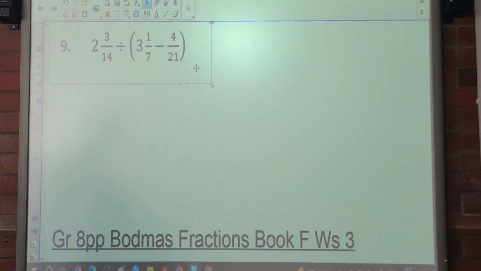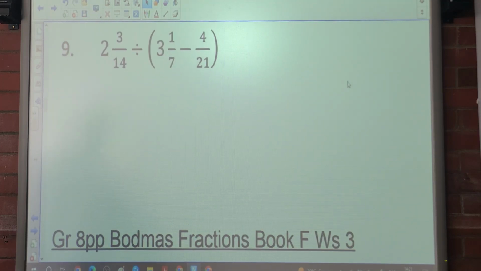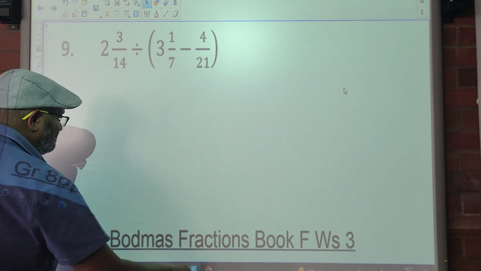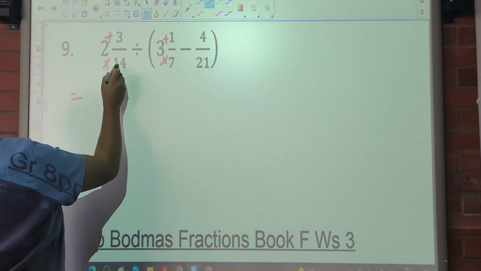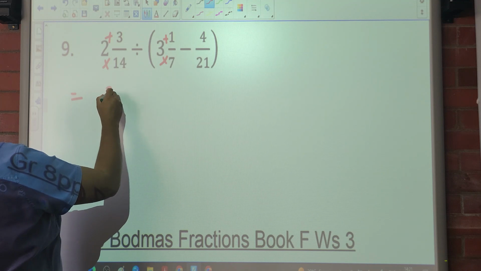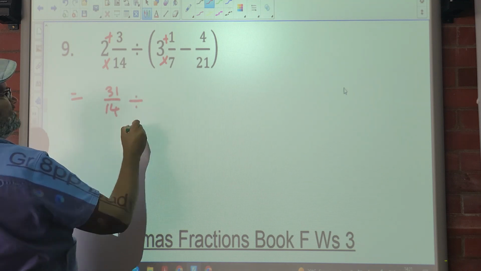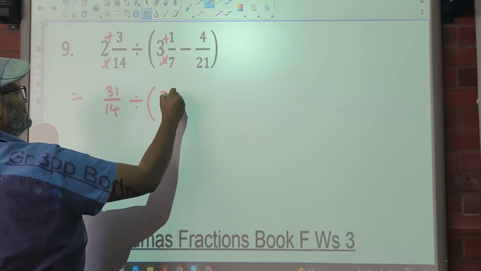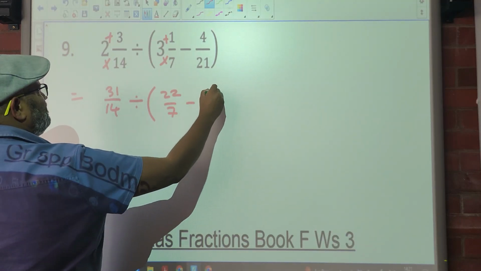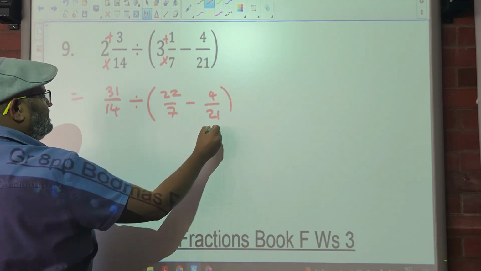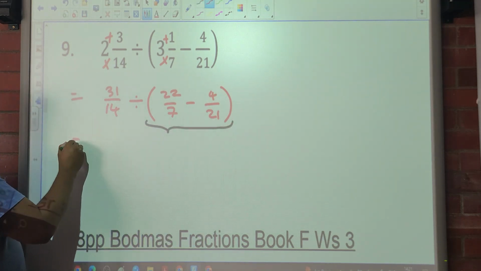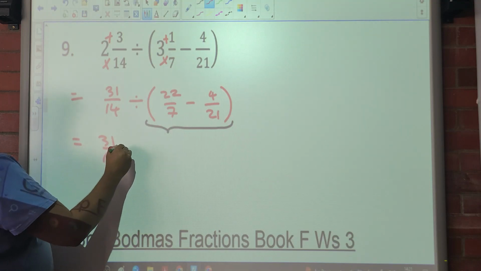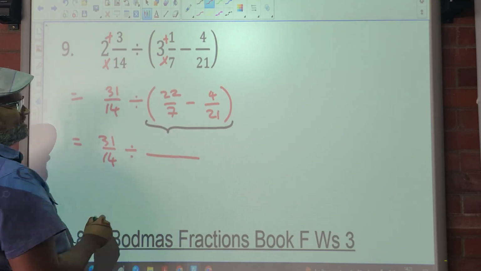Well, let's look at number 9. What needs to be done first in number 9? The brackets, yes. But we're going to change first to improper fractions. So it's going to be 14 times 2 is 28, it's 31 over 14 divided by brackets 3 and 1 over 7 minus 4 over 21. Now what needs to be done first? The brackets, not so. So it's 31 over 14 divided by, what's my LCM inside the bracket?